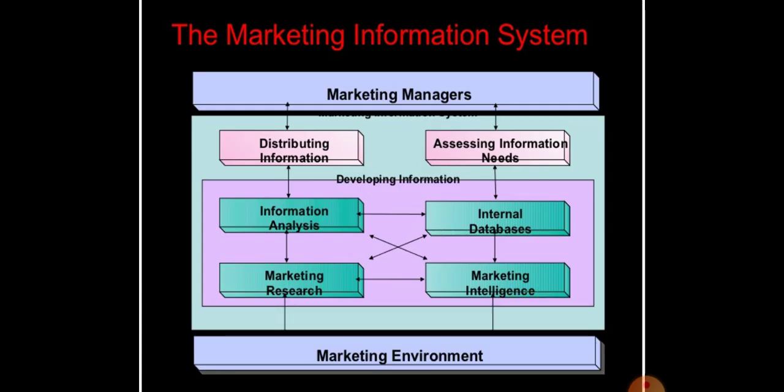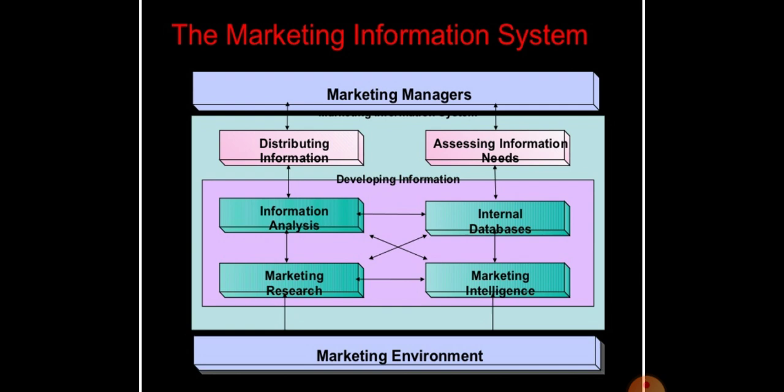Then let's see the role of the marketing manager in the marketing information system, how a marketing manager works under the marketing environment. There are so many functions. A marketing manager collects different types of information, around 6 or 7 types. First is distributing information. Actually, it starts with assessing information needs. We are trying to assess if there is any requirement or need of information. So we first assess it.